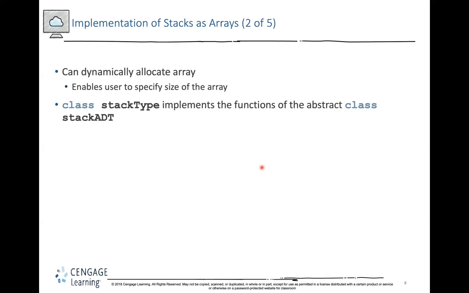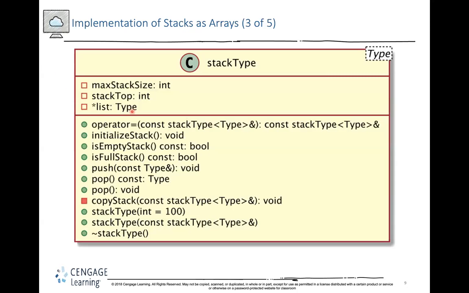Maybe you have a stack that you declare to allow 100 elements, and then you actually initialize an array with a size of 100. Then let's say we call this implementation of stack using an array StackType, and StackType implements the functions of the stack abstract class. Here's what StackType may look like in a class definition.